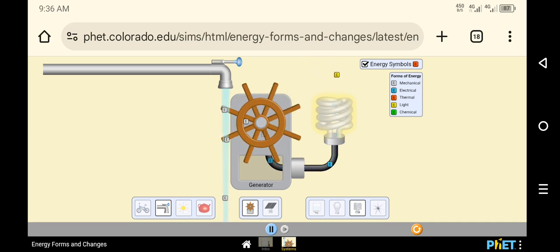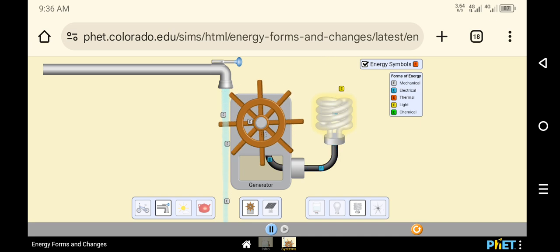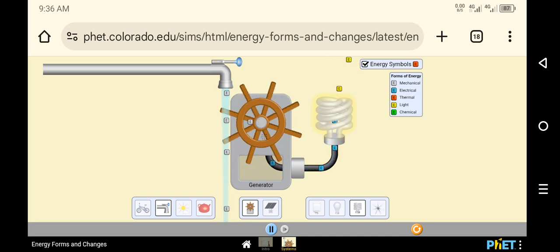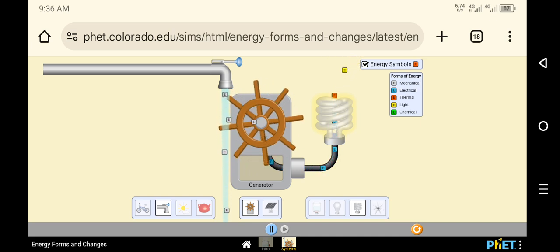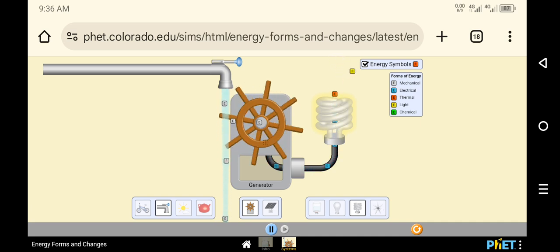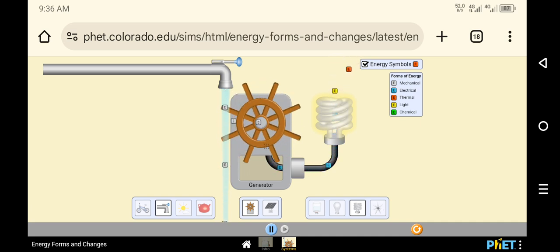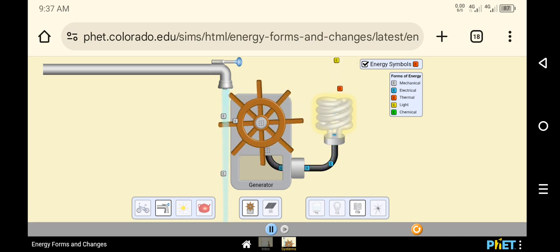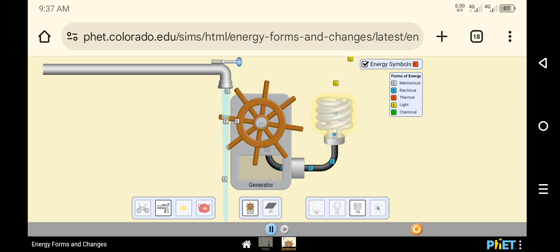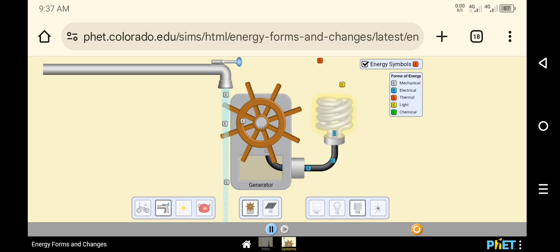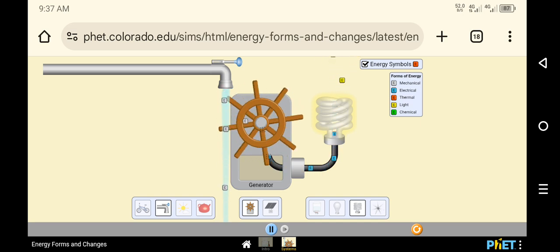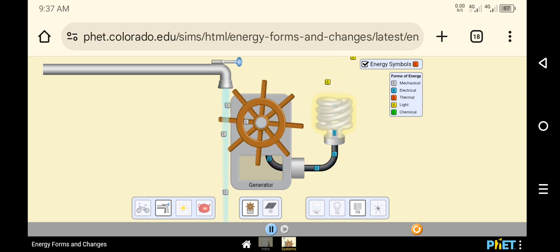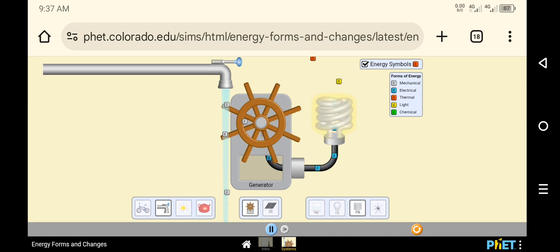We have fast moving water which comes and rotates the turbine of the generator, so the generator will lead to the production of electrical energy, which is further transferred to be used for different purposes. So this is a simple illustration of the conversion of the mechanical energy of water to electrical energy.